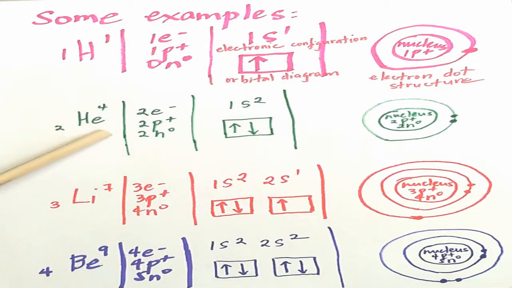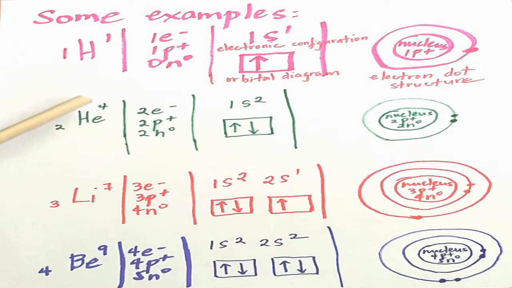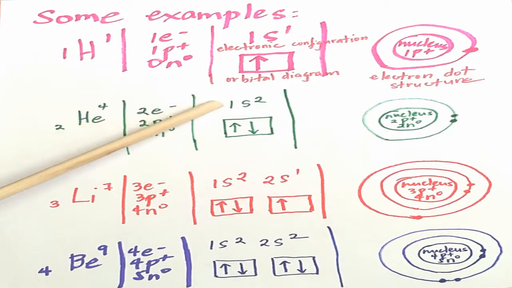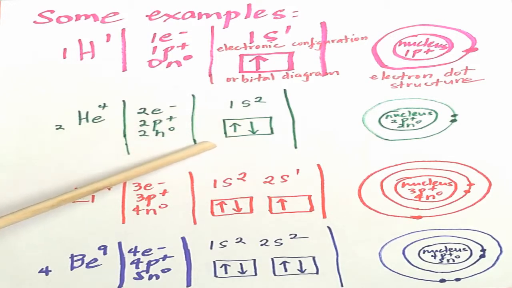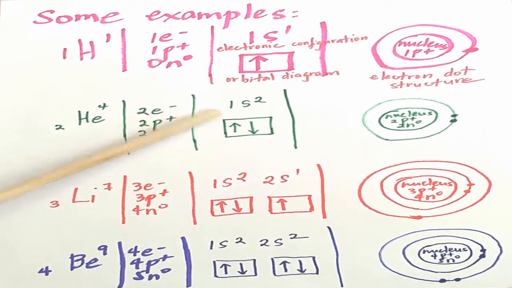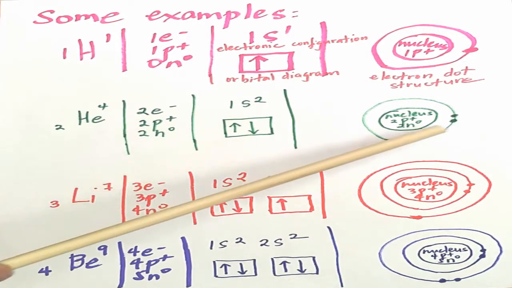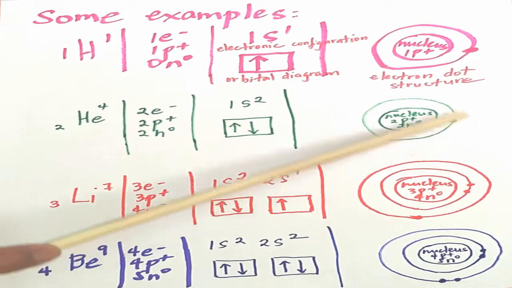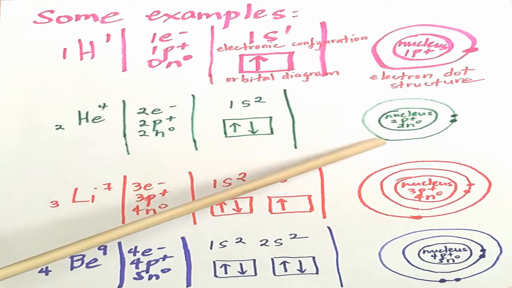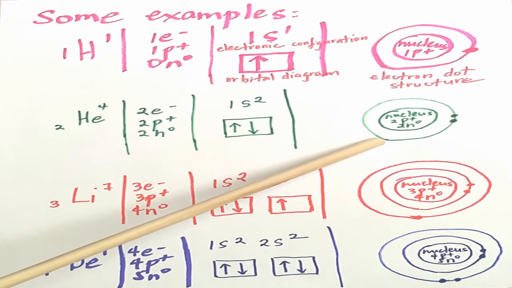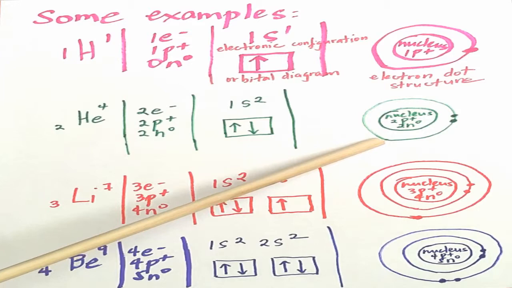If we look at helium-2,4, we will see that it has 2 electrons, and its electronic configuration is 1s2. Its orbital diagram will be this one, where you have an upward arrow and a downward arrow. You have the 2 electrons represented here in the s orbital, in the 1s orbital.